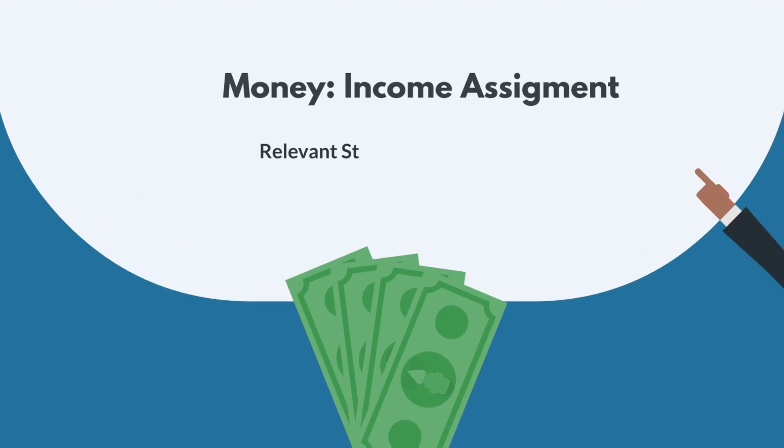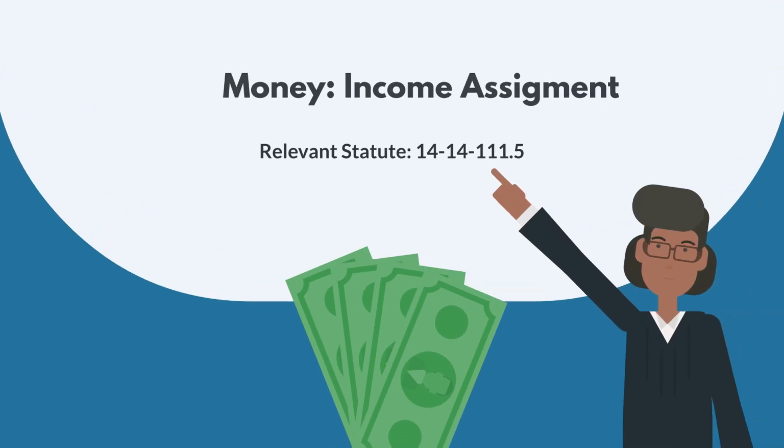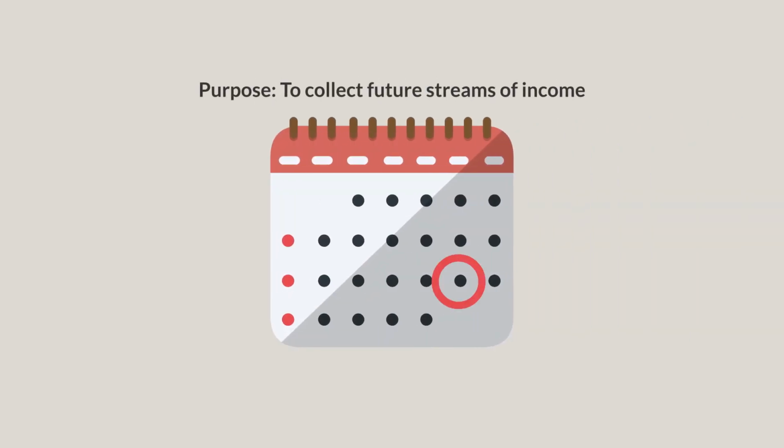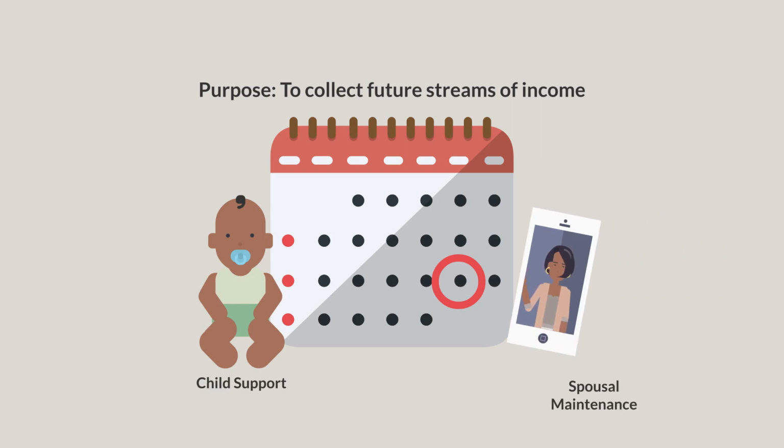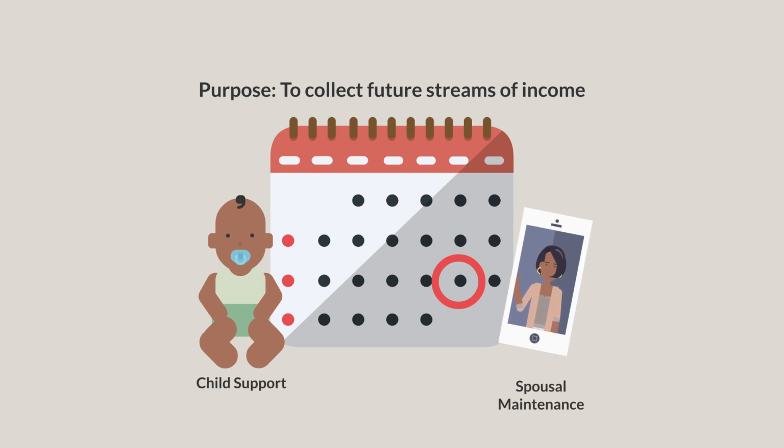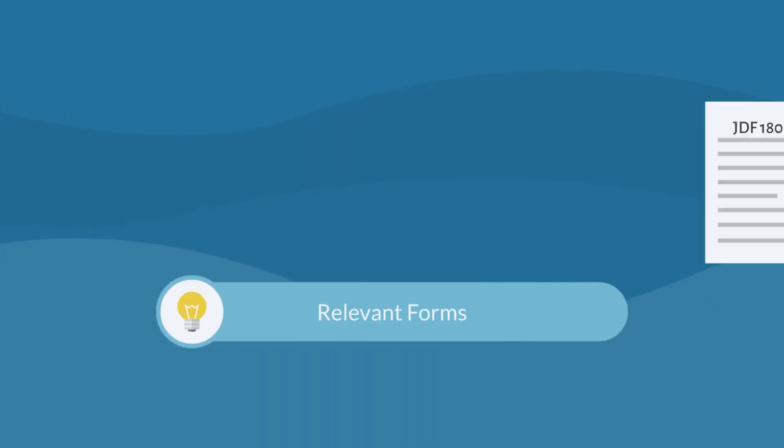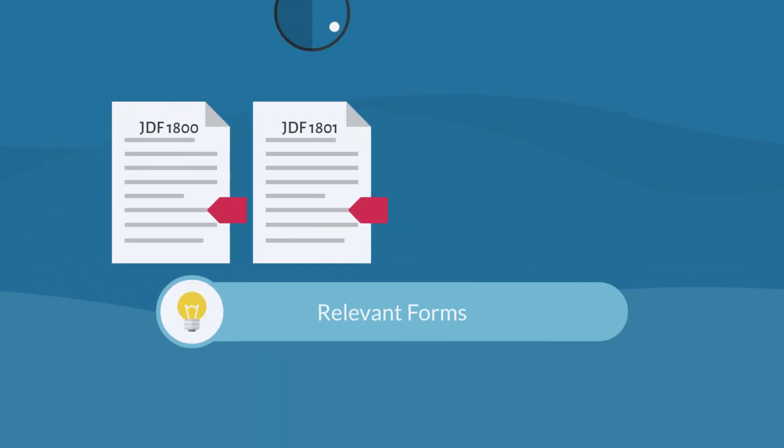Regarding an income assignment, the relevant statute is 14-14-111.5. The purpose of this one is to collect future streams of income. So if you're owed money going forward, child support or spousal maintenance, and you're concerned that it's not being paid or it hasn't been paid in the past, this will make sure it gets paid into the future. Again, you want to look at Form 1800 for general instructions. For this one, you want to look very carefully at Form 1801. That provides specific instructions on collecting an income assignment and filing for one.